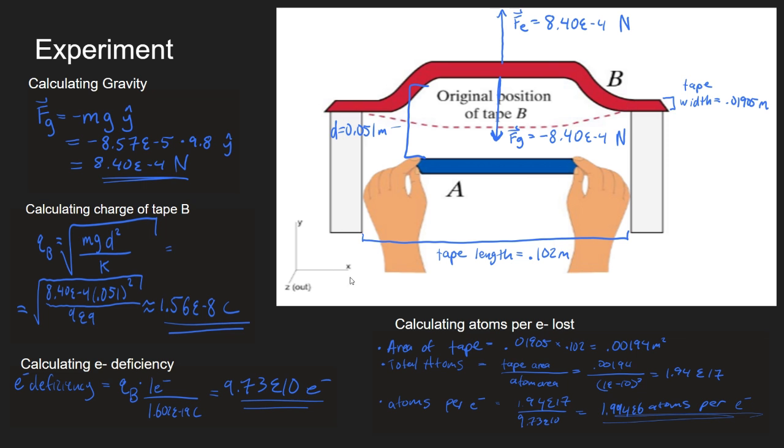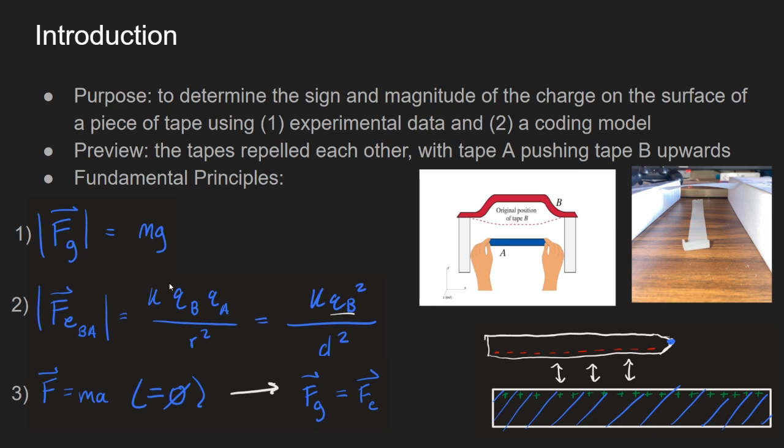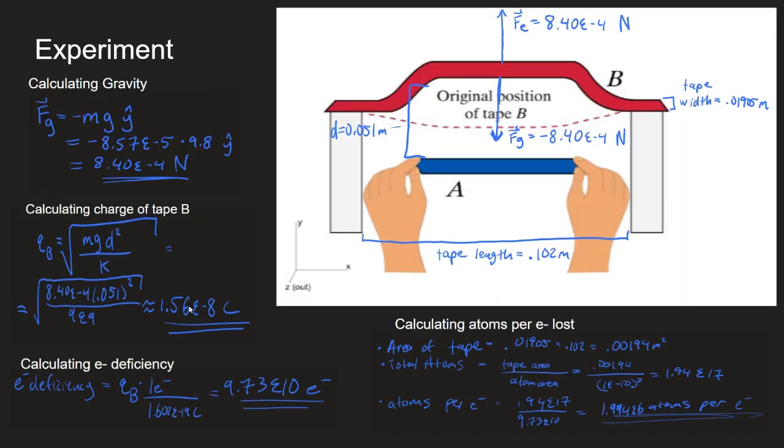So here is an enlarged diagram of my experiment. You can see we have the electric and gravitational force balancing each other out. I have the distance between them here, the tape length total between the bridge, and the tape width. So I calculated gravity first by taking the mass of tape B, multiplying it by the acceleration due to gravity. And then I also have the charge of tape B, which you can find if we manipulate this equation right here just for QB. So that's where I get this number here for the charge.